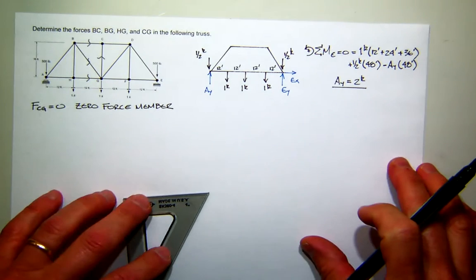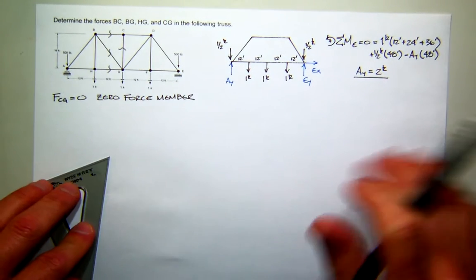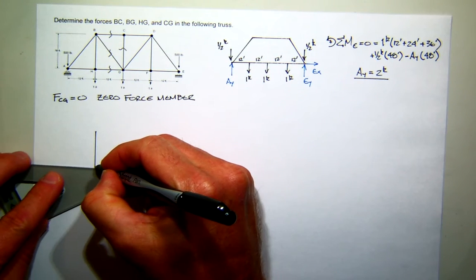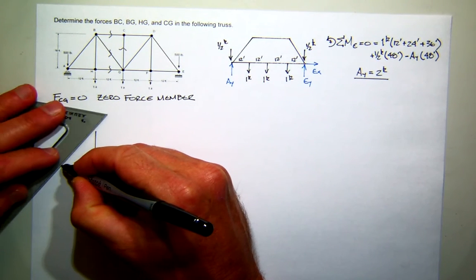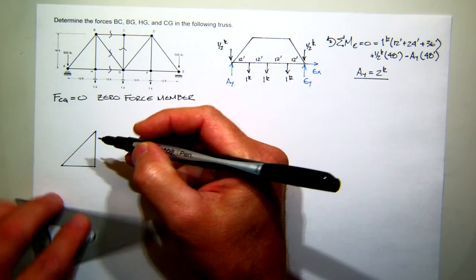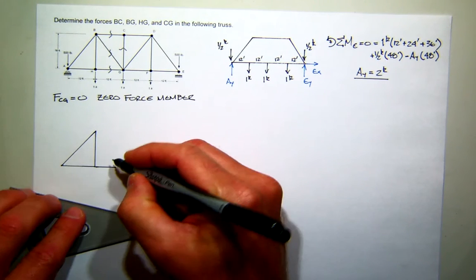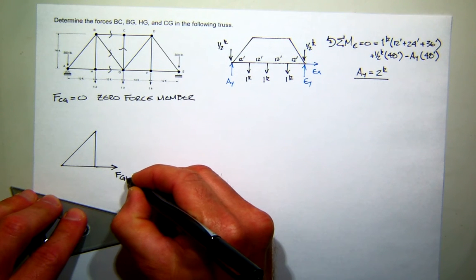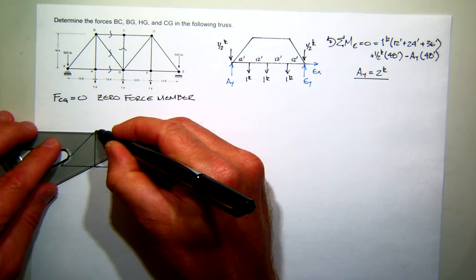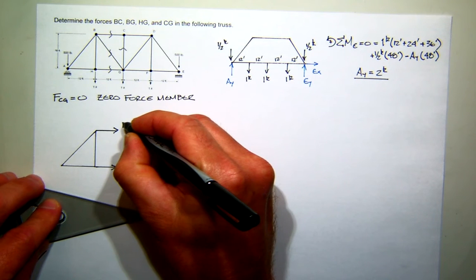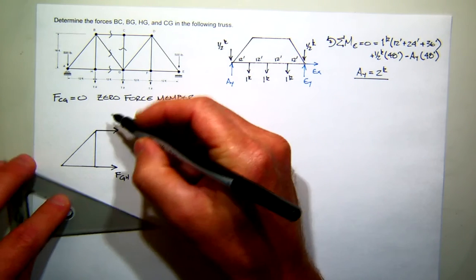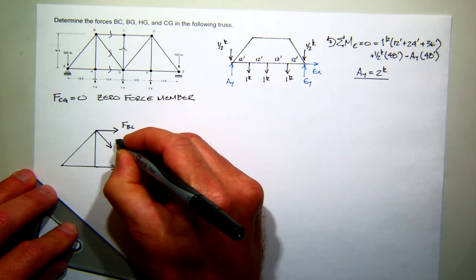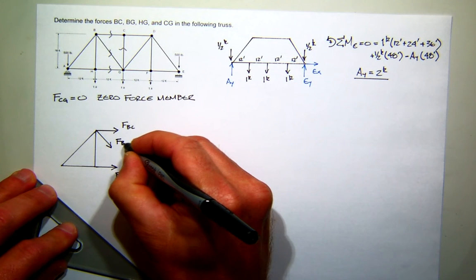Alright, so there we go. So now we're going to do my method of sections. So I'm going to draw my section here. So there's the left part of my structure. And then I'm going to have the force in GH and the force in BC and the force in BG.